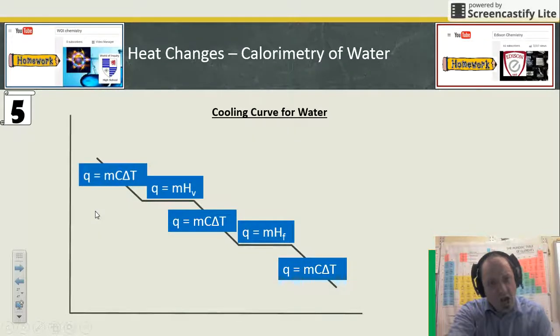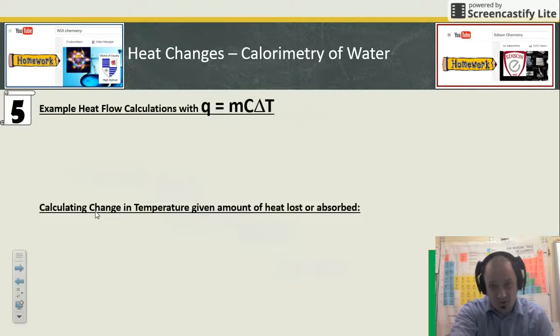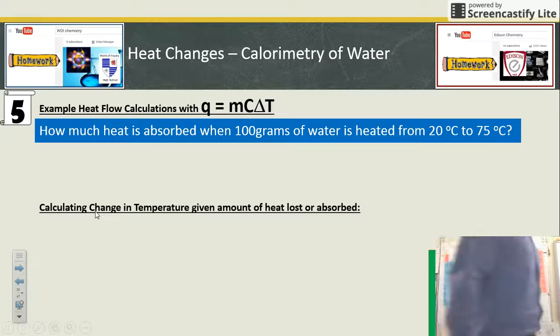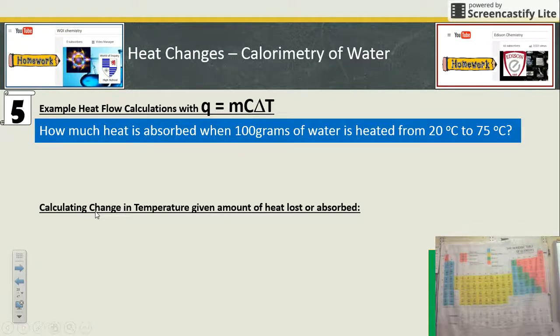But I need to show you how to use the equation and what kind of problems show up with this stuff. So here's an example heat flow calculation. How much heat is absorbed when 100 grams of water is heated from 20 Celsius to 75 Celsius? So we'd have to use Q equals MC delta T in this case. I always write out my equation first. Q equals M times C times delta T.